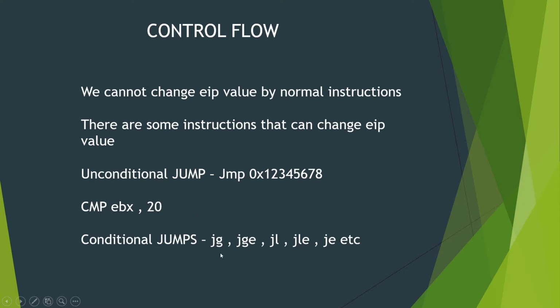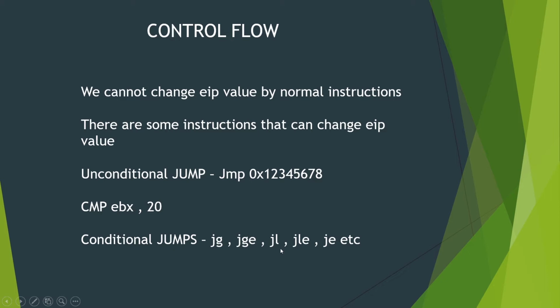Now let's take a look at all these conditional jumps. First one is jump if greater than. After this operation, say ebx contains 50. The next instruction we write is jump if greater than to the address. So 50 is obviously greater than 20, so the jump greater than will get executed and the jump takes place. In the same way, there is jump if greater than or equal to.